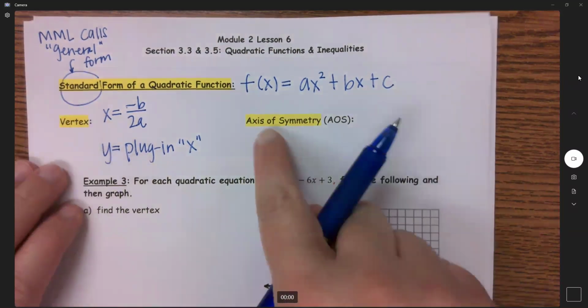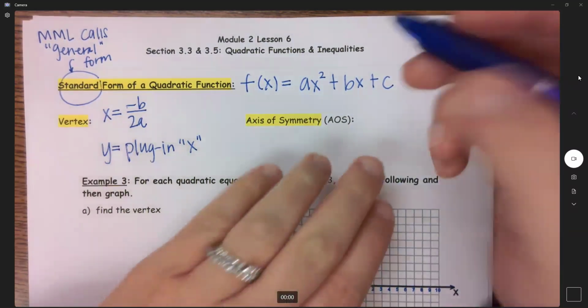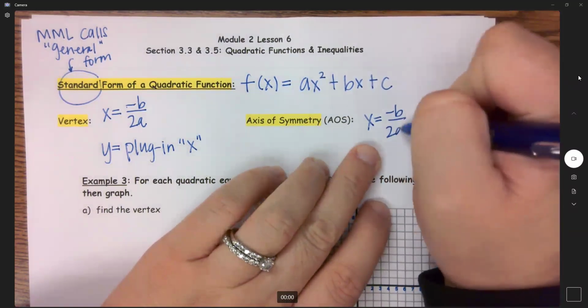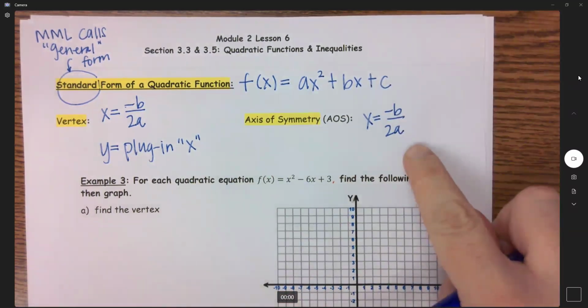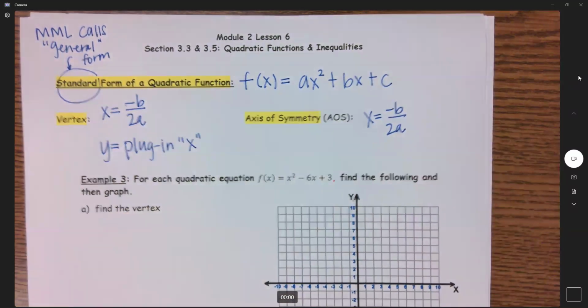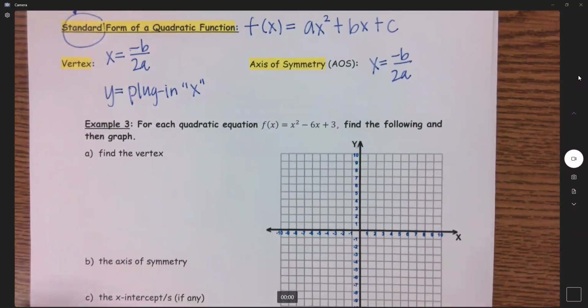So just like before, my axis of symmetry is my x coordinate of my vertex. So that is negative b over 2a. Now we don't have to find it again. Once we find it here, that is my axis of symmetry line. So example 3, for each quadratic equation, find the following and then graph. So the first thing we need to do is find the vertex.